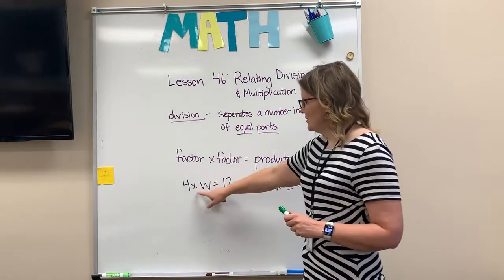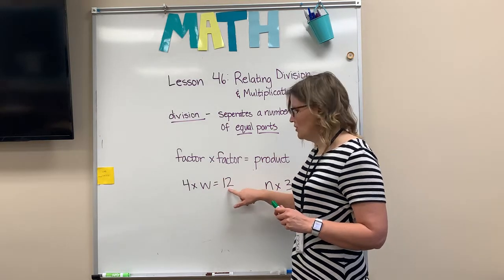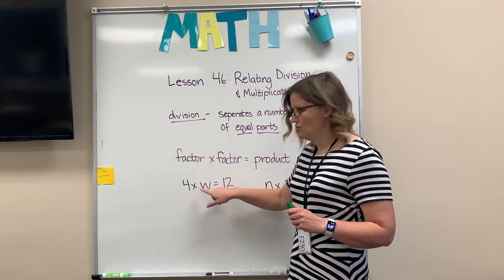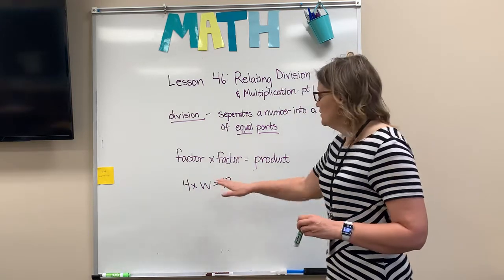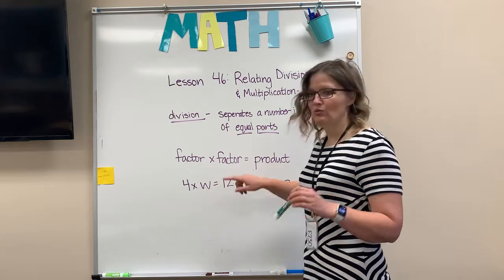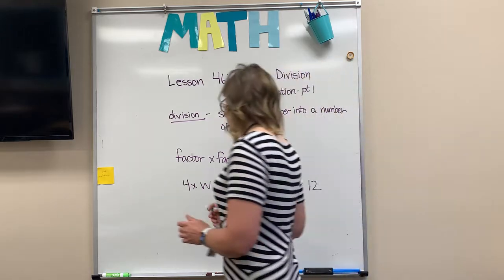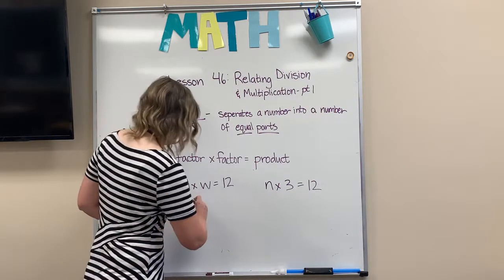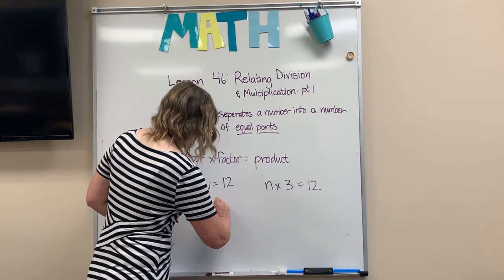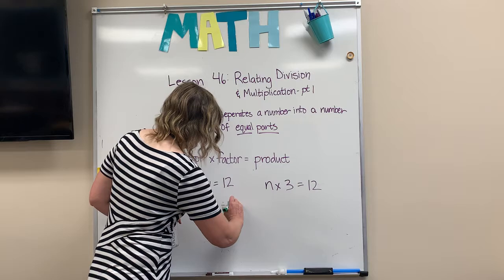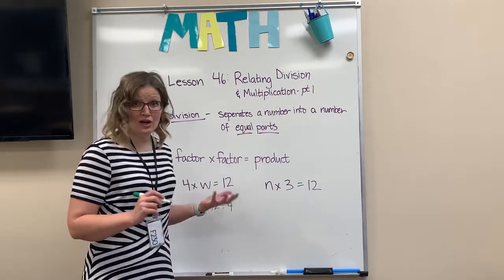Sometimes in this situation, we don't know what this factor is. We know our product, but we don't know what the factor is. And that's where it's really helpful: where we're multiplying here, we're going to do the inverse or the opposite, and we're going to divide. So if we're multiplying on this side, we can actually say W equals 12 divided by 4.